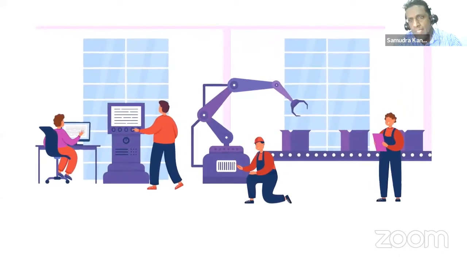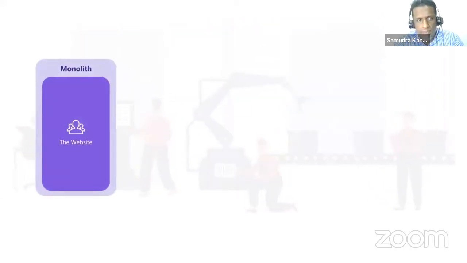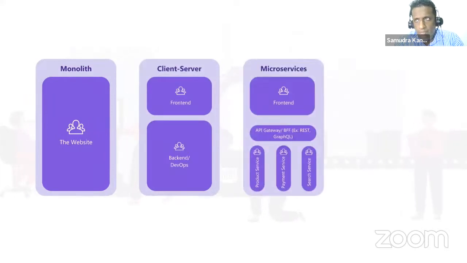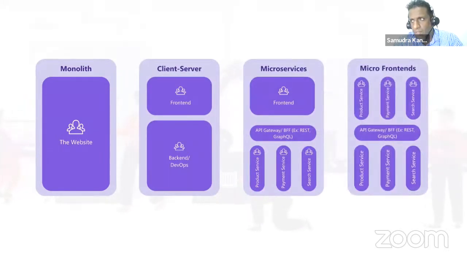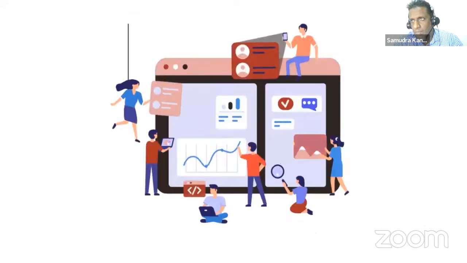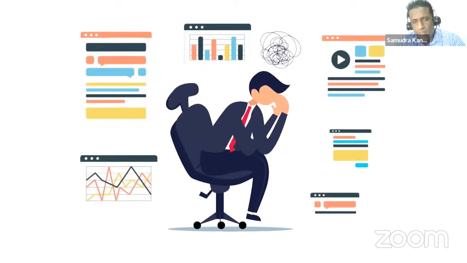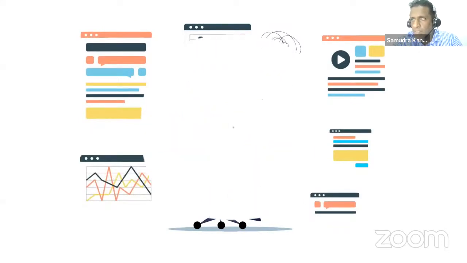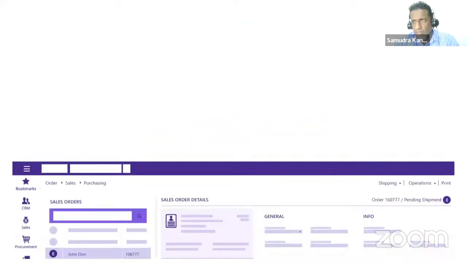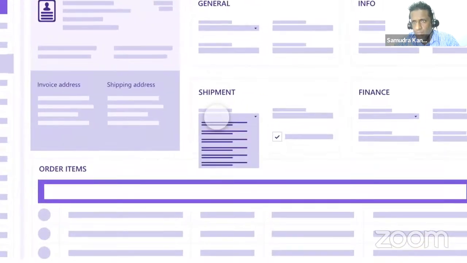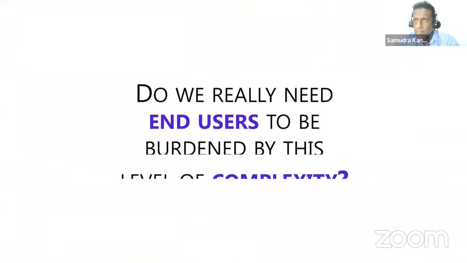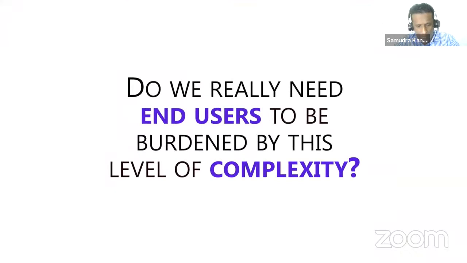In the world of enterprise systems, we've come a long way from monolithic applications to client-server applications, microservices, and micro front-end UIs. With each evolution, user interfaces became more sophisticated, yet systems grew more complex. Users found themselves lost in a labyrinth of options, tasks, and menus. But with each evolution, one thing remains: complexity. We've improved user experience, but the complexity of workflows still holds us back. But let's pause and ask ourselves a crucial question. Do we really need end users to be burdened by this level of complexity?